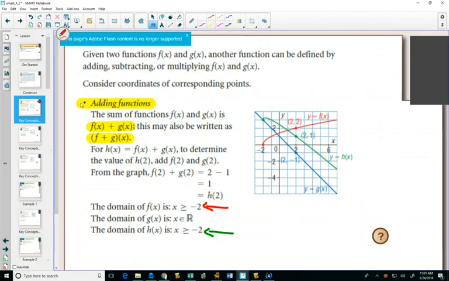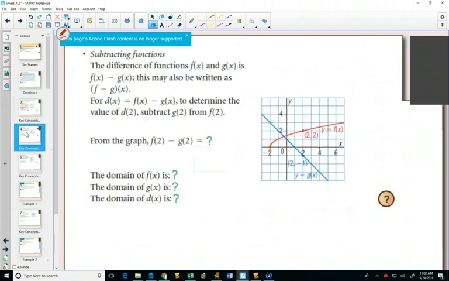Again, if you had f of 2 plus g of 2, sometimes this shows up like that, f plus g of 2. And if you had that, I would switch it first to this and then figure out f of 2 is 2, g of 2 is minus 1, sorry, and 2 plus a negative 1 is equal to 1. So again, what are we doing? We're adding our y values.